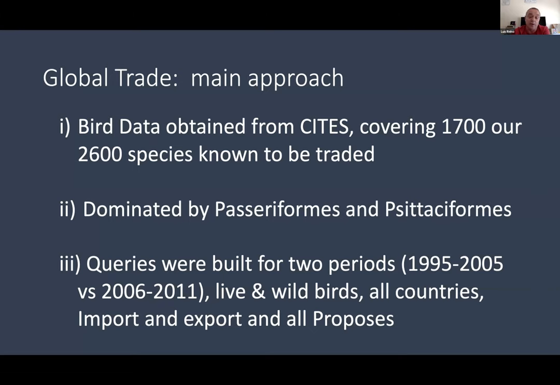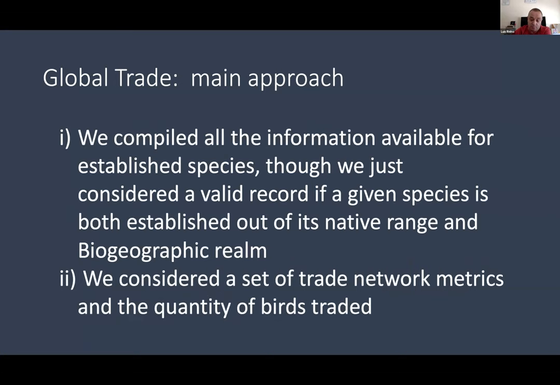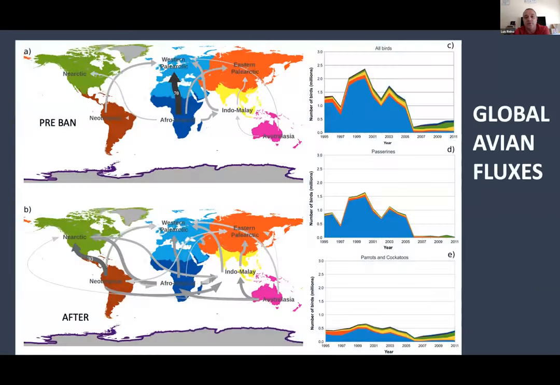but the data overall are dominated by two avian orders that are the passeriformes, passerines, and the psittaciformes, parrots and allies. And so we split the data between before and after the ban, and we analyzed this with specific models. We're not going into the details of that. So in these maps, you can see that before the ban, so up to 2005, about 70% of the avian fluxes were between Africa and Western Europe. But after the ban, this changed considerably, and you can see that now the patterns and dynamics of the avian fluxes are more diversified.